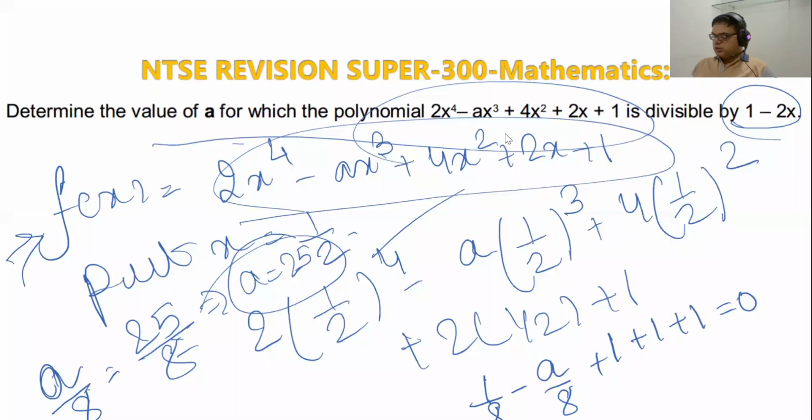25. ठीक है. 2 into (1 by 2) whole raised to the power 4 minus a into (1 by 2) whole cube plus 4 into (1 by 2) whole square plus 2 into 1 by 2 plus 1. इसको जब सॉल्व किया तो इस तरीके से I got the value of a by 8 is equal to 25 by 8 or a is equal to 25. This is how the question is to be solved.